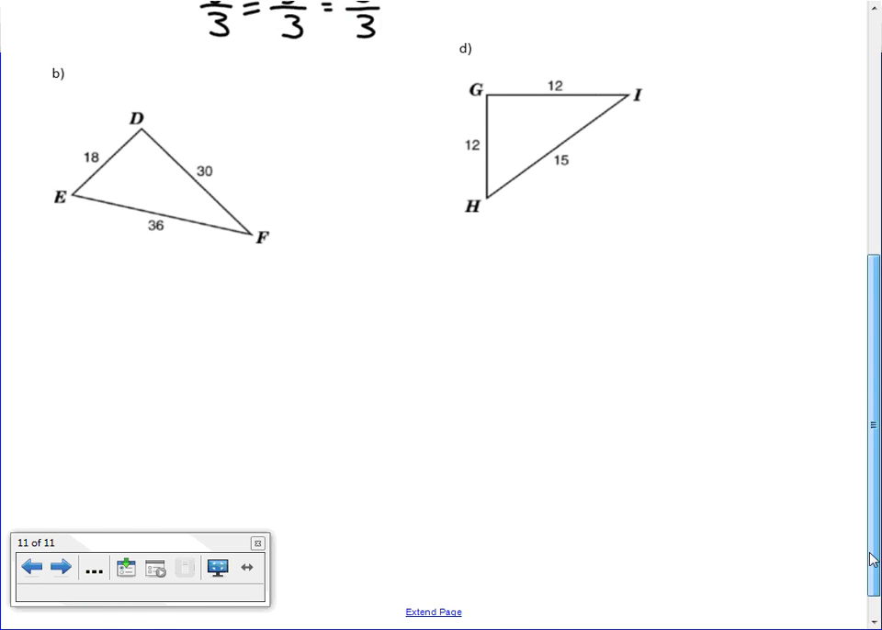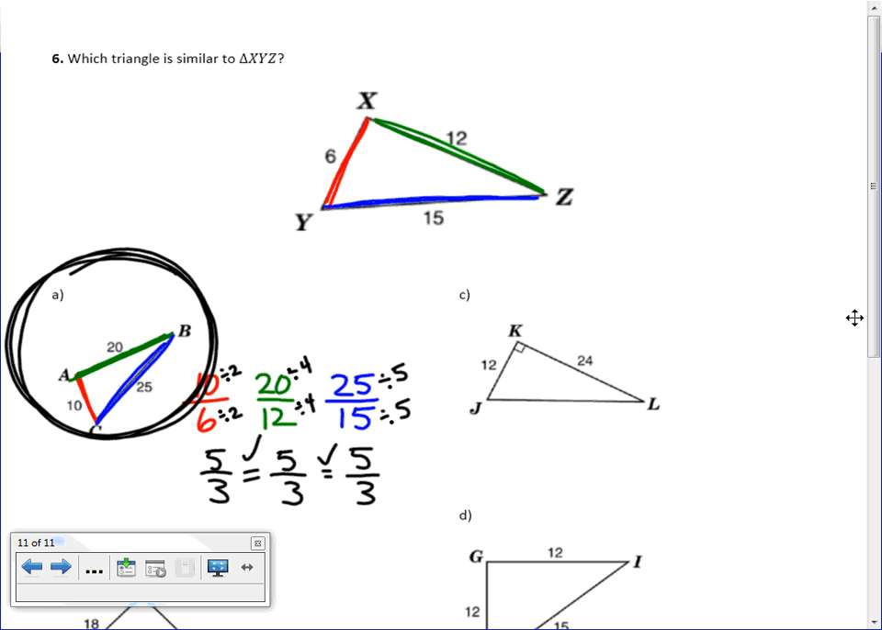So I believe, yep, this concludes the explanation of the sections on similar triangles. I hope that made sense.